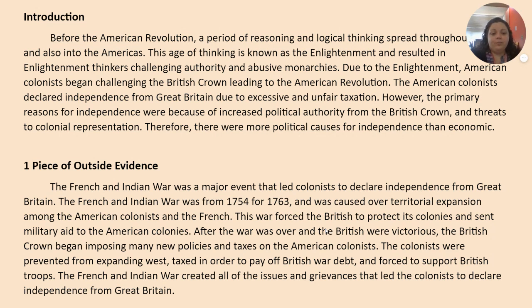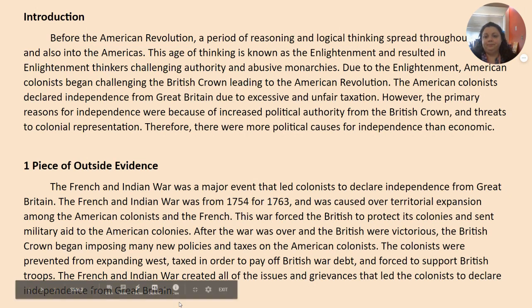After the war was over, the British were victorious and the British Crown began imposing many new policies and taxes on the American colonists. And the colonists were prevented from expanding west. They were taxed in order to pay off British debt and forced to support British troops. So the French and Indian War created all of the issues and grievances that led the colonists to declare independence. So you're not only defining the French and Indian War, you have to explain how it helps your assertion, your causes to the American Revolution.